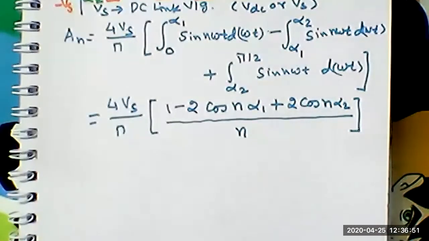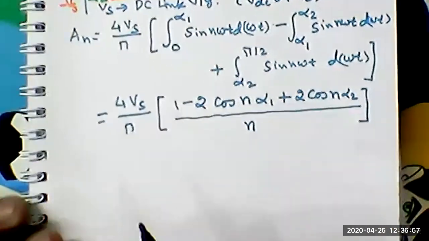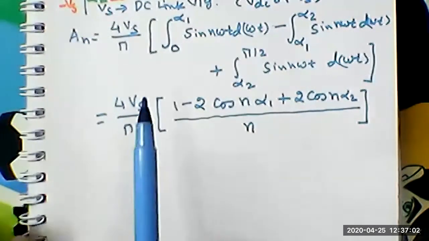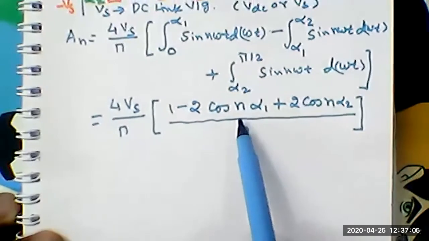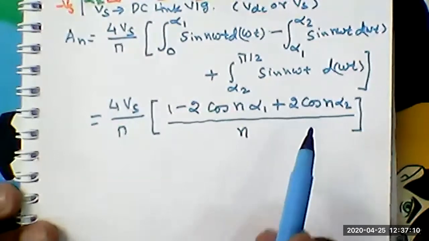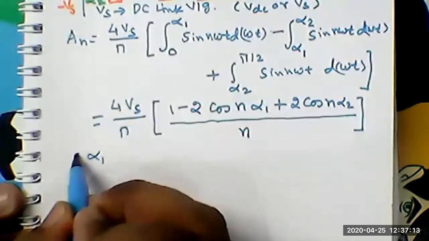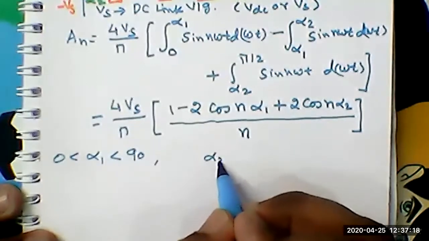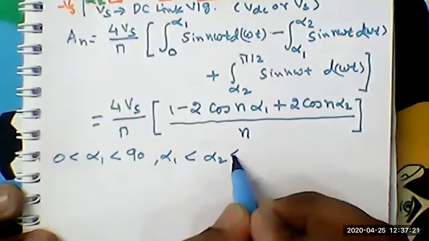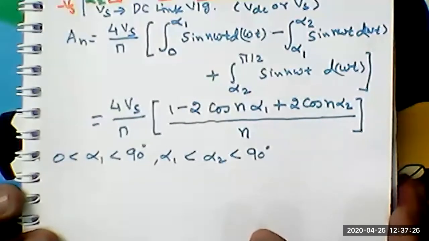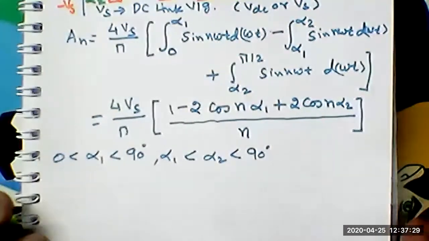Okay, so now let us find out the advantage of this. Here on alpha 1 and alpha 2 there is one condition. What is the condition? Alpha 1 must be greater than 0 and less than 90, whereas alpha 2 must be greater than alpha 1 and less than 90. This is the condition on alpha 1, alpha 2. Right?